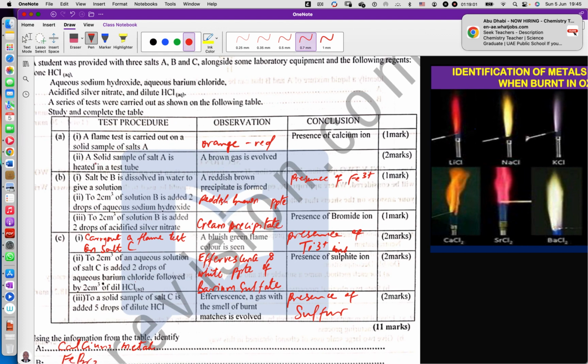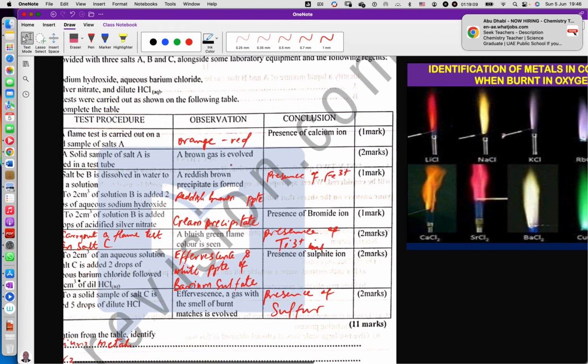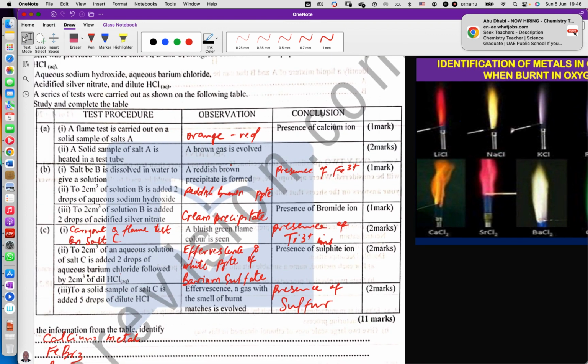B, a solid sample of A is heated in a test tube. A brown gas is evolved. That one I can't get. I'm still suspecting nitrous gas, NO2 or NO. A brown gas, NO2.